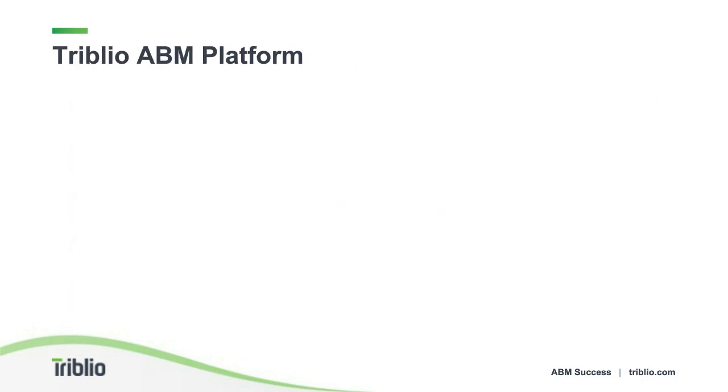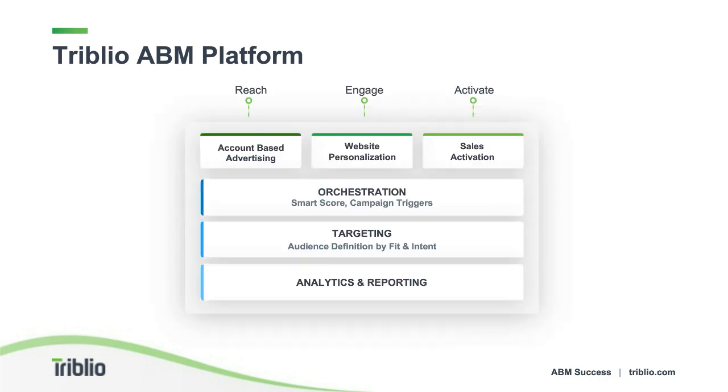Here's a quick view of our ABM platform. We have a targeting and orchestration core platform with the ability to reach the right buyers in the right accounts through account-based advertising. We can also engage those prospective buyers with the right content through web personalization. And then finally, you can activate your sales team with sales-ready accounts for follow-up.